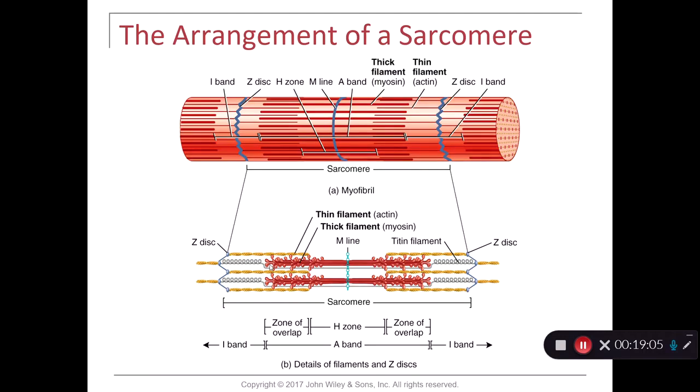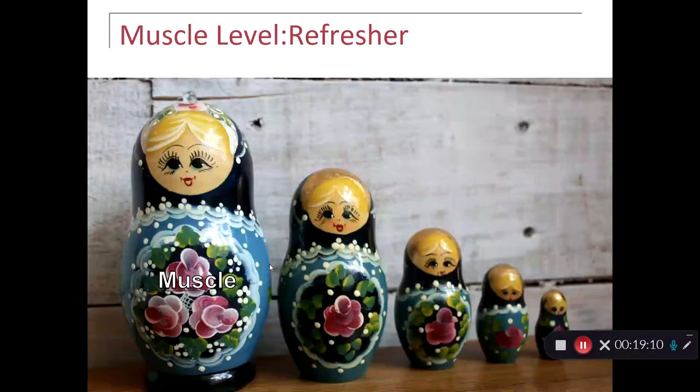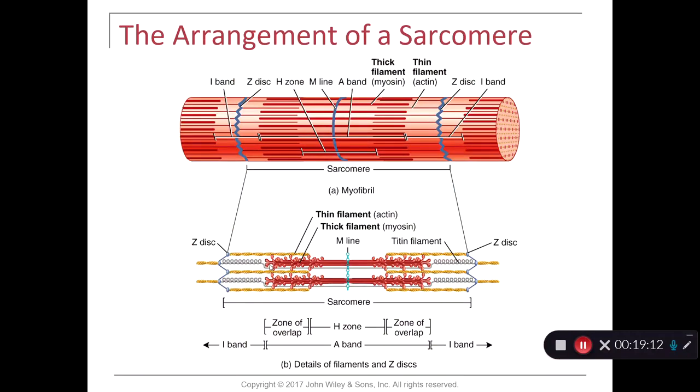We are going to end here with this slide on muscle proteins, and then we'll get into more details about how the sarcomere works and how these things work. This is a cartoonized version that you're going to want to care about anyways. Here's our sarcomere. Here's our H zone. Again, that's only thick filaments. I band is right here, thin filaments only. But the A band is the entire length of the thick filaments.